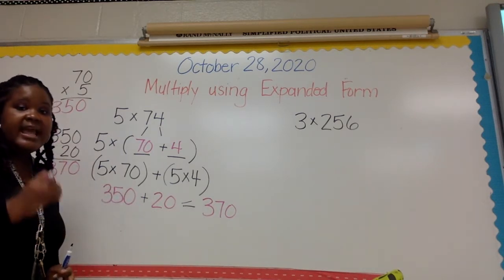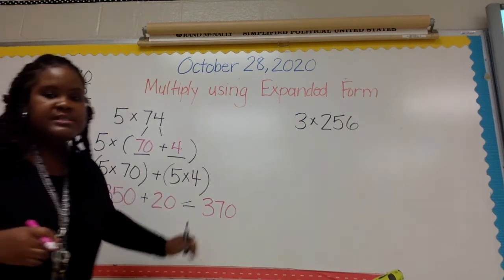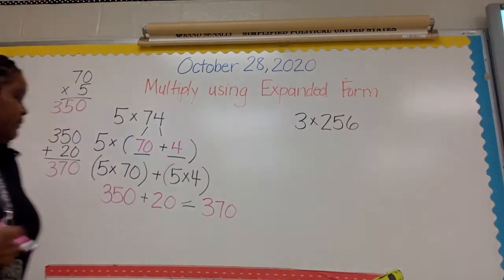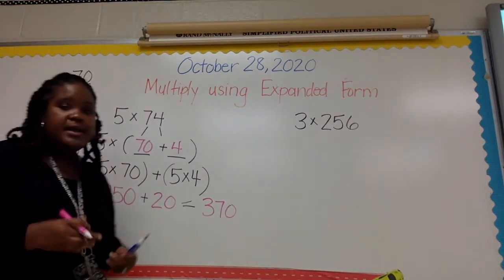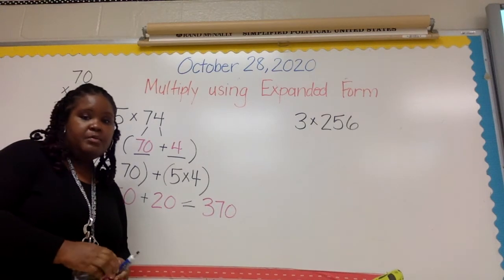Okay, so now let me go through, and this is your product, because remember we said that the product is the answer for a multiplication problem. So this is your product, 370 for this problem, okay? But now this is what I'm going to do. I'm going to turn around and do it the traditional way so you guys can understand that you're going to still get the exact same answer. So let me work that one, okay?